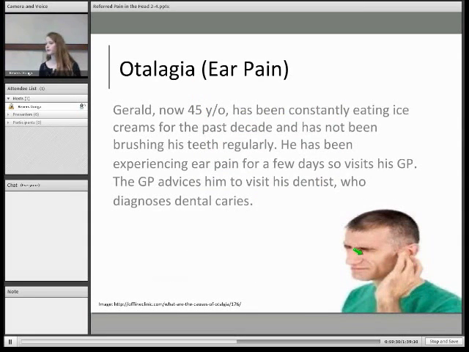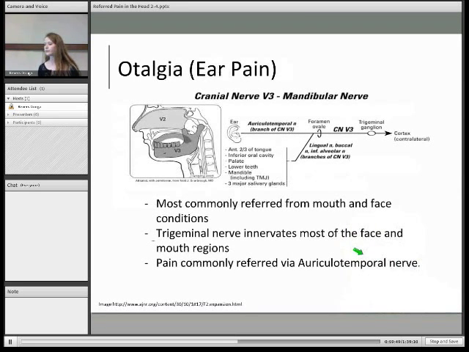Then we're going to look at otalgia, which is ear pain. Gerald, he's now 45, and he's just been constantly eating ice creams without brushing his teeth properly. He started to experience some ear pain, and then eventually was diagnosed with dental caries. So diseases of the mouth and face, like dental caries, which is just tooth decay, are the most frequent sources of referred otalgia.